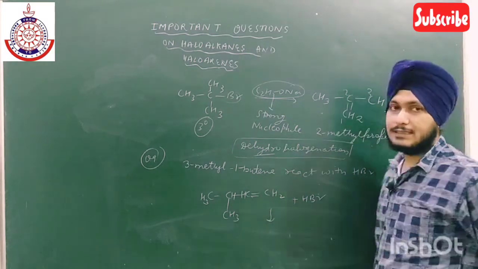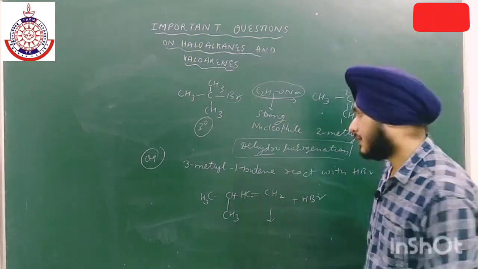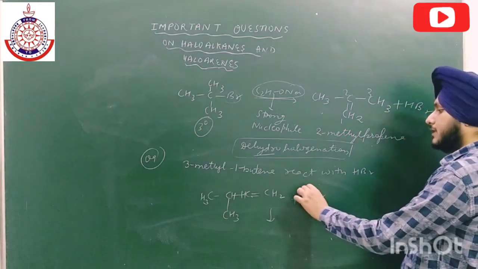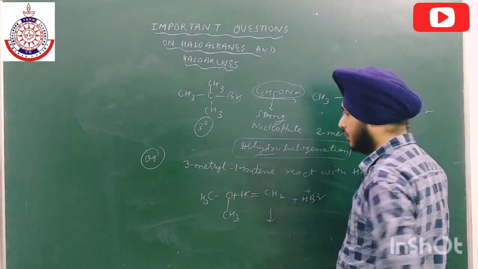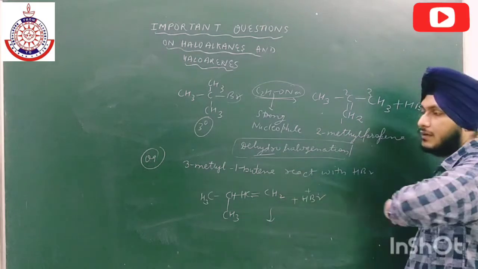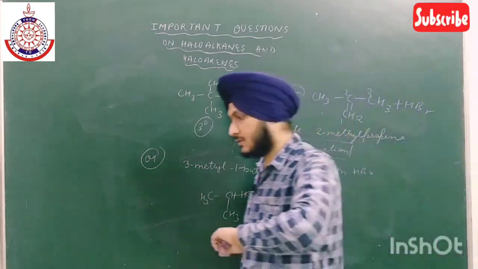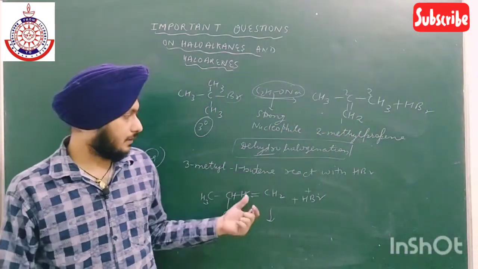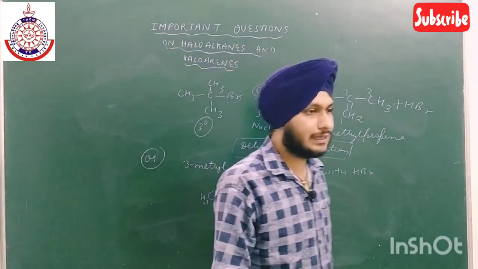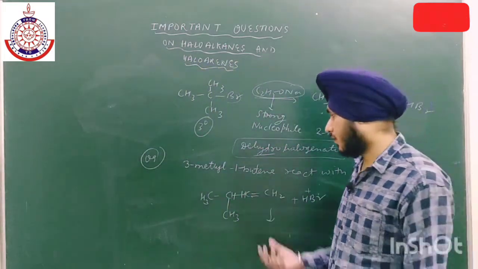Firstly, this is an electrophilic addition reaction, and the electrophile H positive will attack that carbon. Here we have not mentioned that we are taking peroxide, so we have to take CCl4 as the reagent, or water as the reagent.